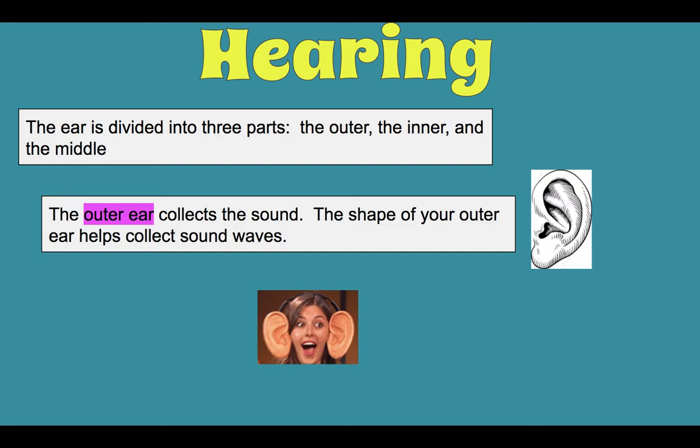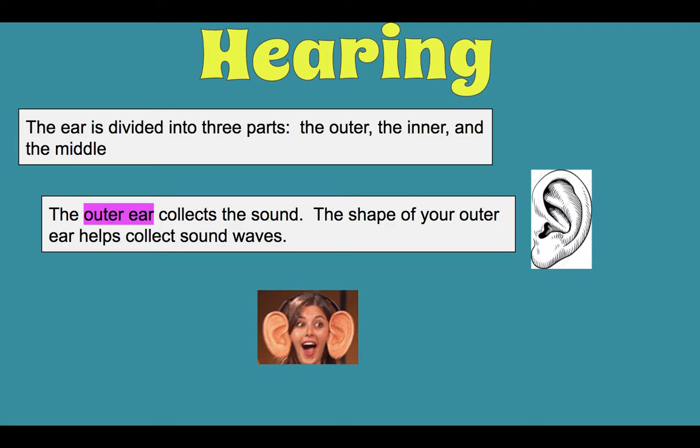All right, so first let's talk about hearing. I just told you the ear is divided into three parts: the outer, the inner, and the middle. The outer ear collects the sound. The shape of your ear actually directs the sound waves into your ear. So if you've ever seen the cheerleaders with those megaphones, it directs the sound out. If I'm talking to you and then I cup my hands over my mouth, even at the same intensity, the sound gets louder because I'm directing the sound waves. Instead of spreading out, I'm directing them to you.